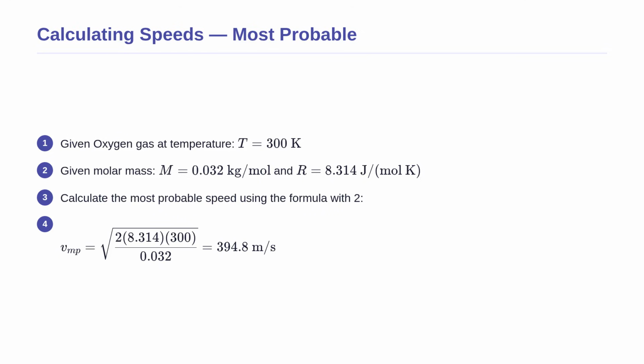We start by calculating the most probable speed. We plug our values into the formula with the number 2 in the numerator. Multiplying the top and dividing by the molar mass gives us a value inside the square root. Taking the square root gives approximately 394.8 meters per second.